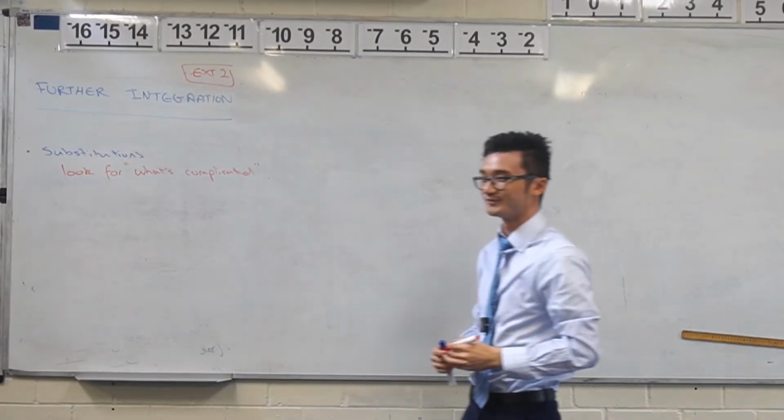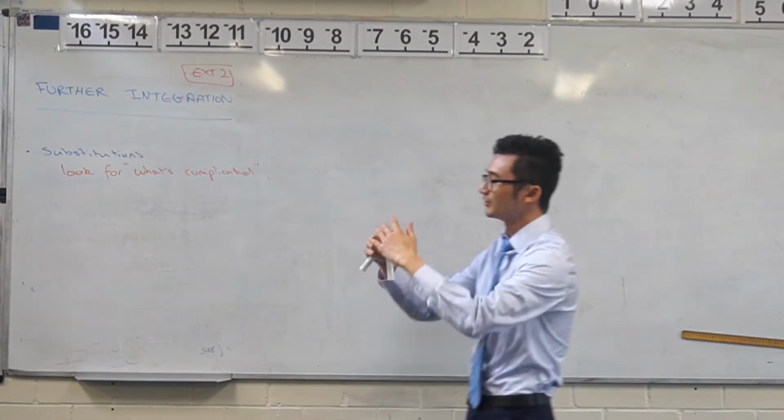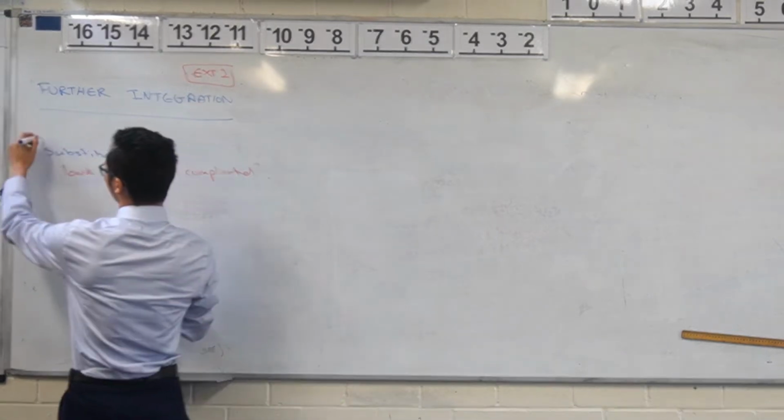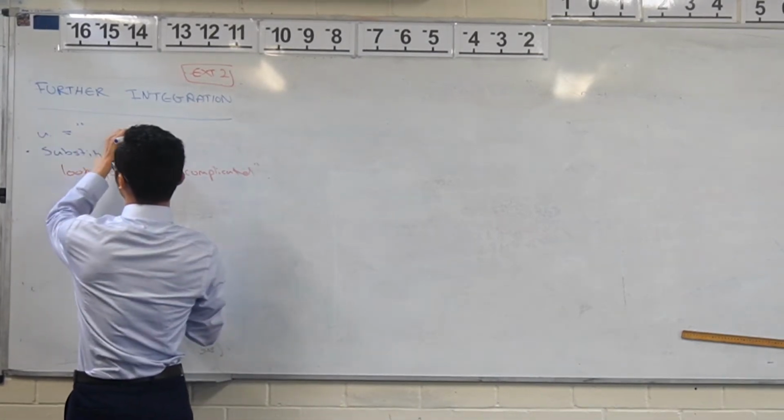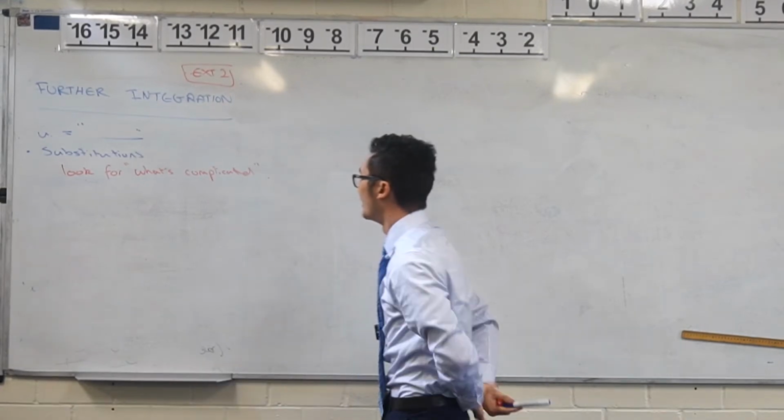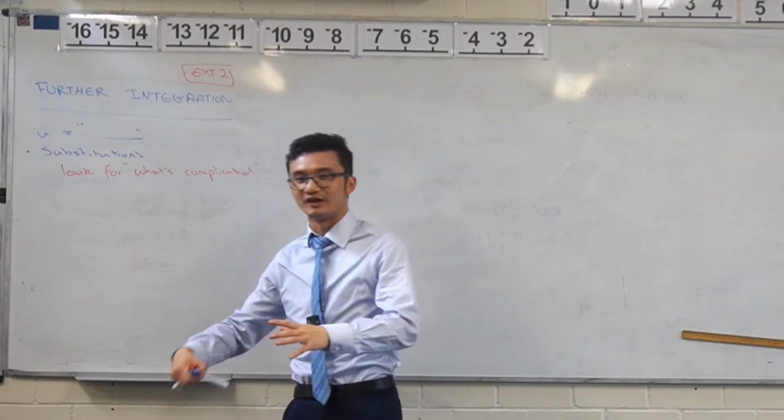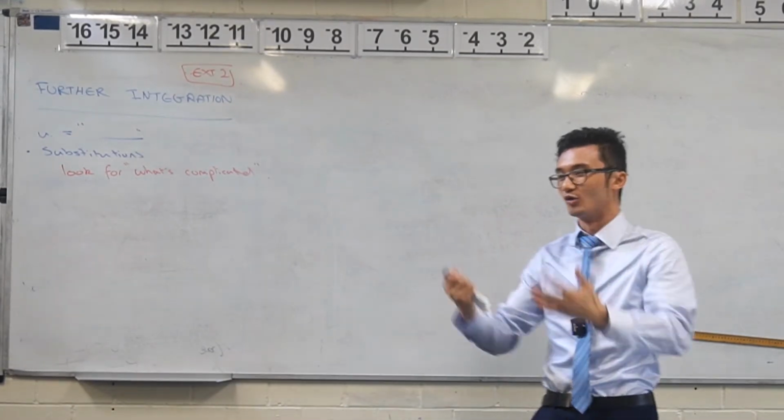So we call it a u substitution. That's just because we use the letter u to represent that, right? And we want to look for what's complicated to try and make this question more approachable.